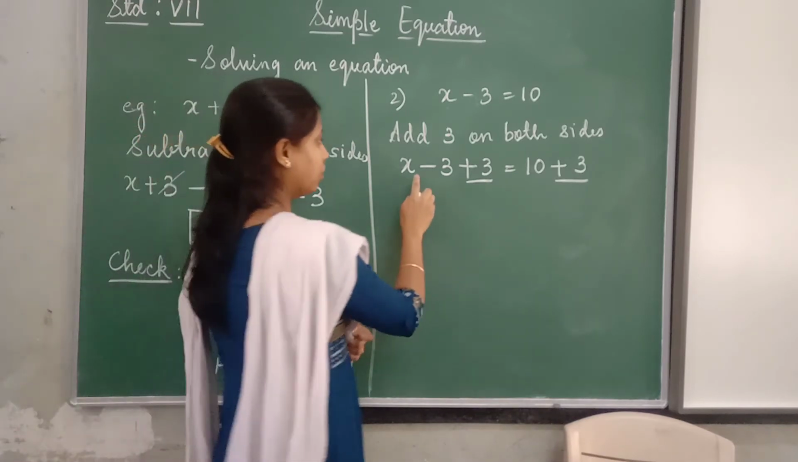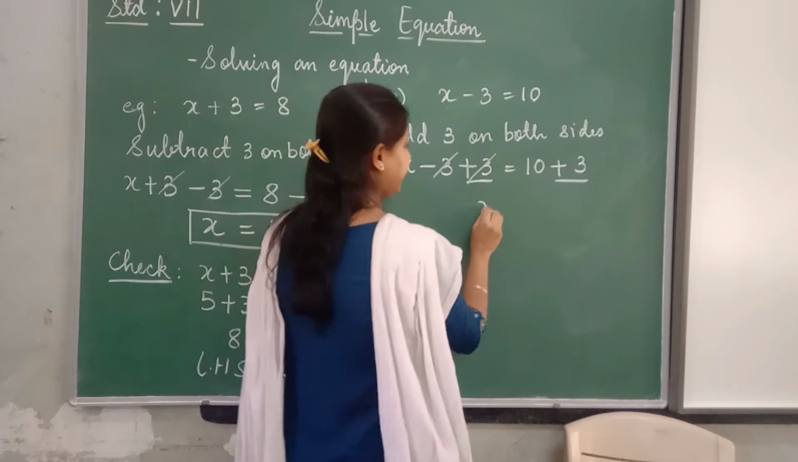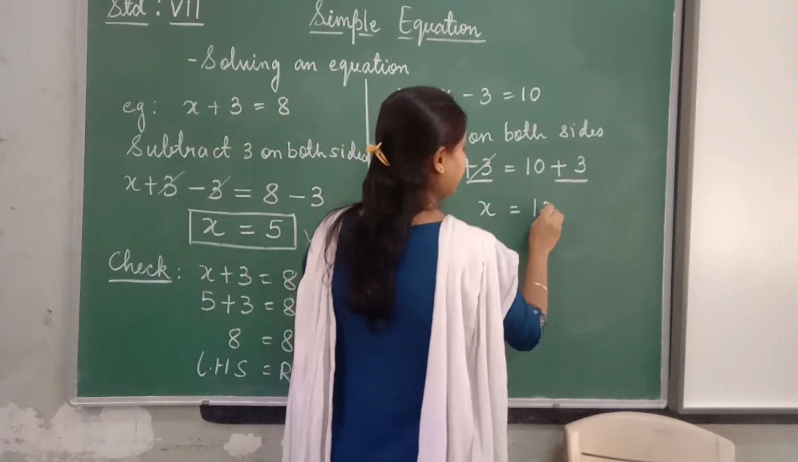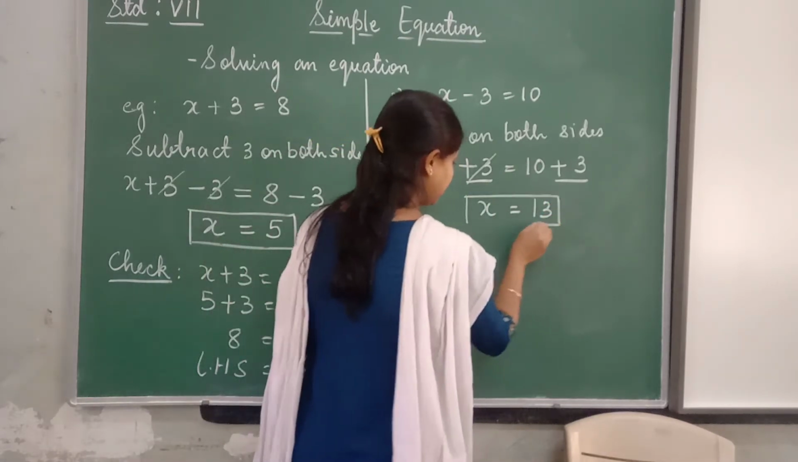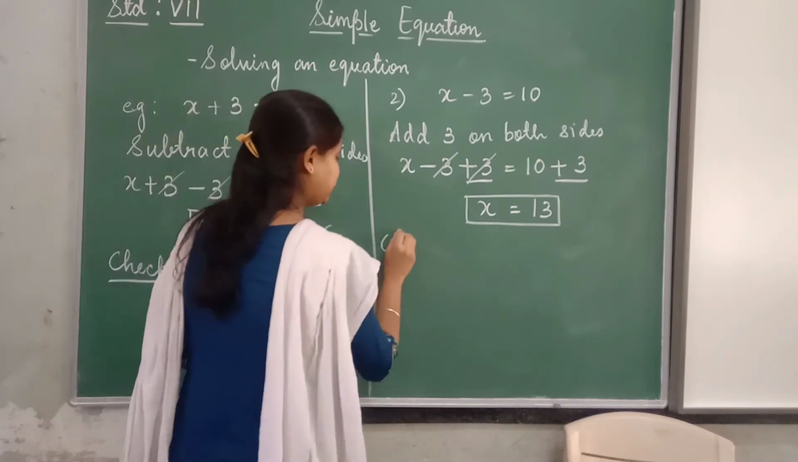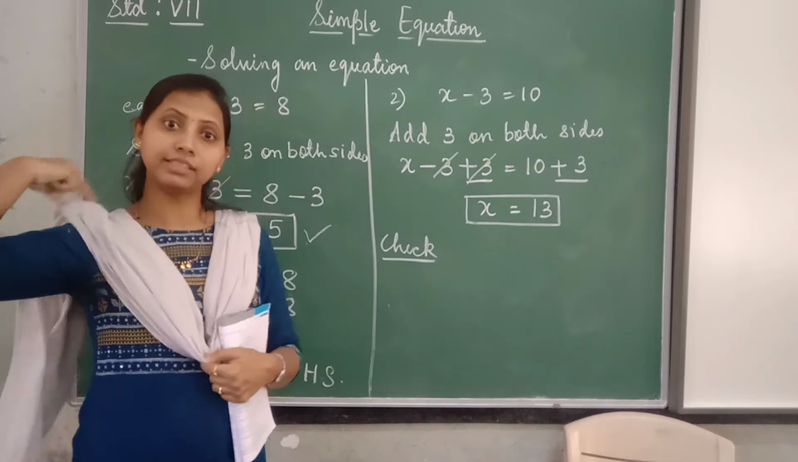Now minus 3 and plus 3 will get cancelled. So what remains? Only x remains. And 10 plus 3 is nothing but 13. So directly you will get the solution of the equation. Now this also you can check, children, whether this solution is correct or not.